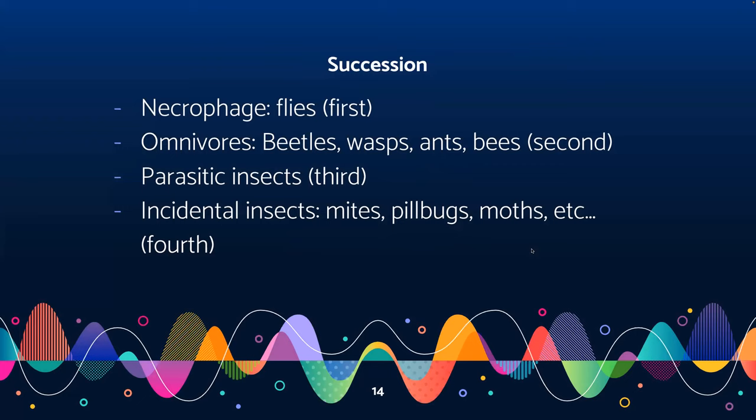All right, now there is succession. This is the order that the animals come in. First, there are necrophages, like flies. These are the flies that always come first to the body. Afterwards, there are the omnivores. These are beetles, as mentioned, because they come after the flies. Wasps, ants, bees, etc. And then there are parasitic insects, like maggots, even though those are technically flies. And then incidental insects like mites, pill bugs, moths, and etc.